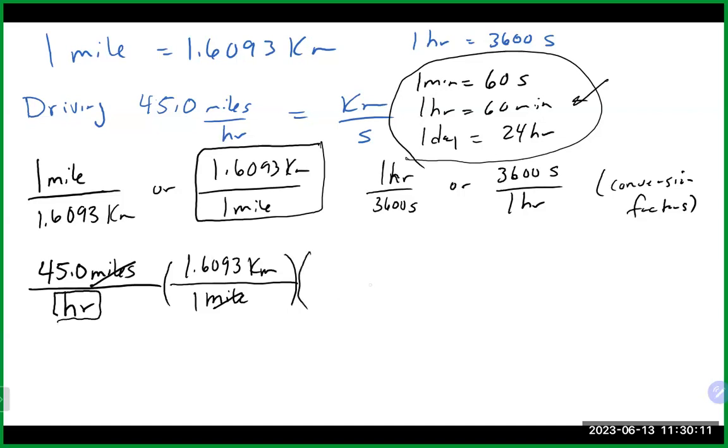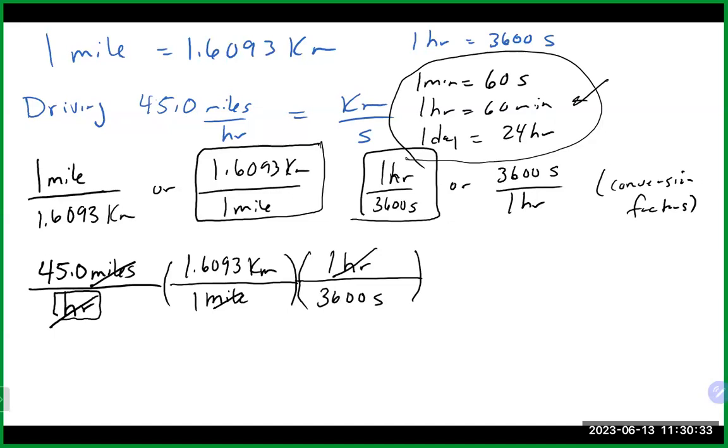And that means to get rid of the hours, I need to use the one where hours are up on top, which is opposite, which means 1 hour is 3,600 seconds. At this point, the hours will cancel. The units that I am left with now are kilometers up on top, seconds on the bottom.